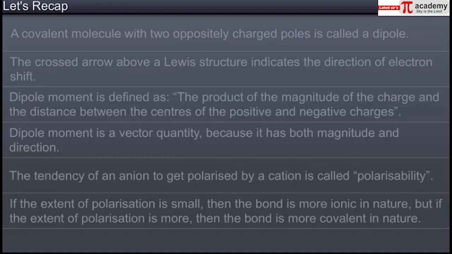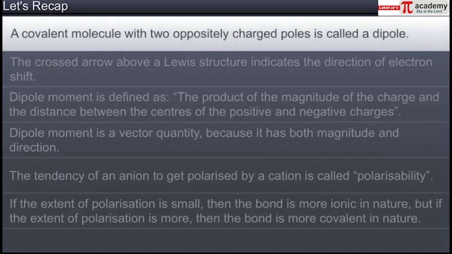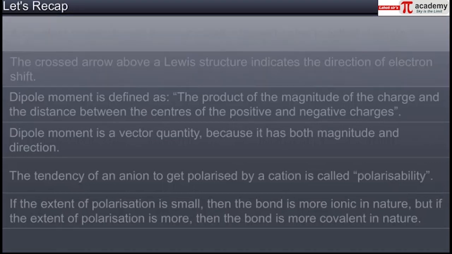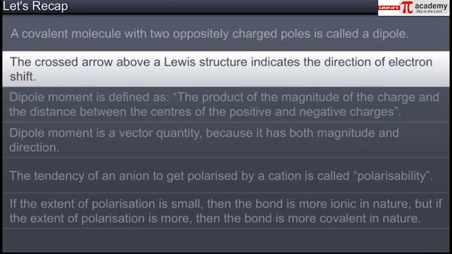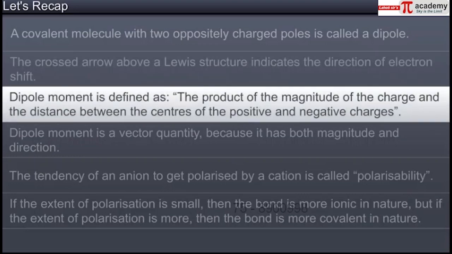You have now come to the end of this module. In this module, you learned that a covalent molecule with two oppositely charged poles is called a dipole. The crossed arrow above a Lewis structure indicates the direction of electron shift. Dipole moment is defined as the product of the magnitude of the charge and the distance between the centers of the positive and negative charges.